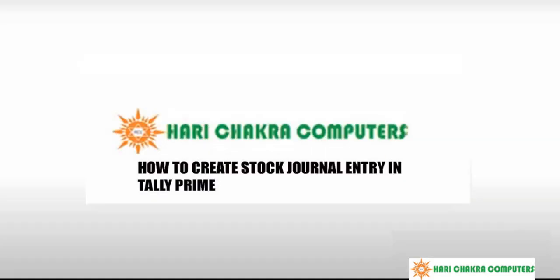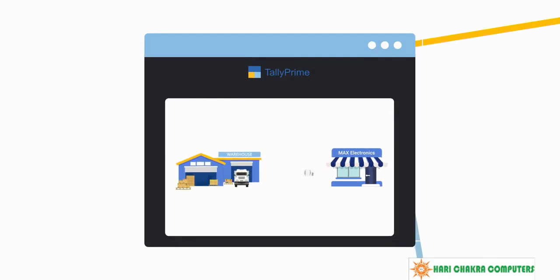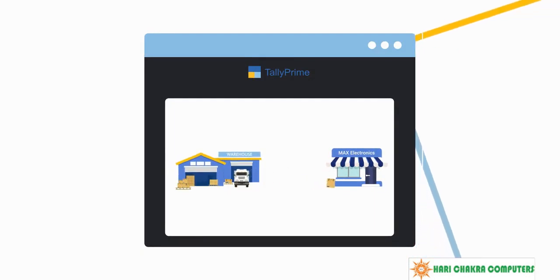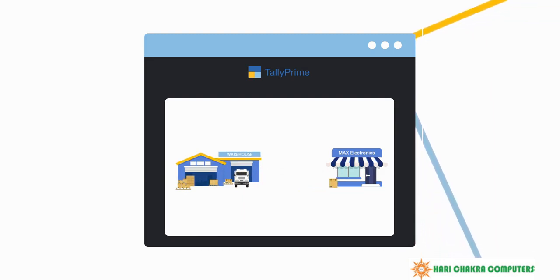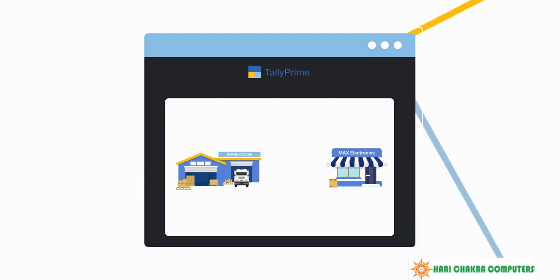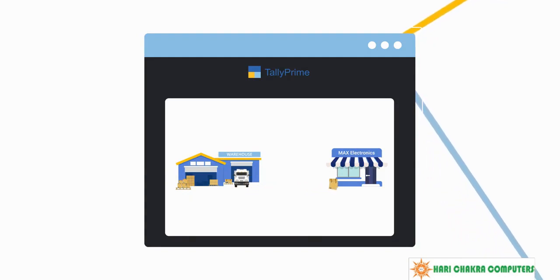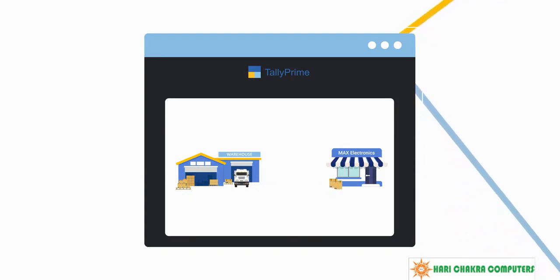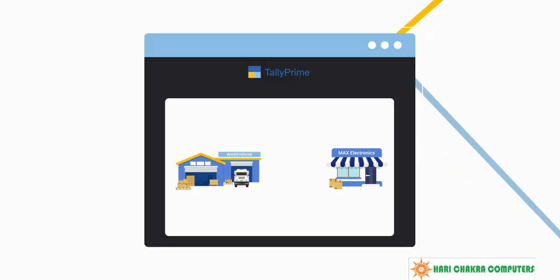In our previous session, we learned how to create multiple go-downs in Tally Prime. In this session, you'll learn how to transfer inventory between go-downs. Let's say Max Electronics transfers 10 numbers of Asus 16.6-inch monitor from warehouse to in-store location. Similarly, 5 numbers of Dell 17-inch monitor are transferred from warehouse to in-store location.